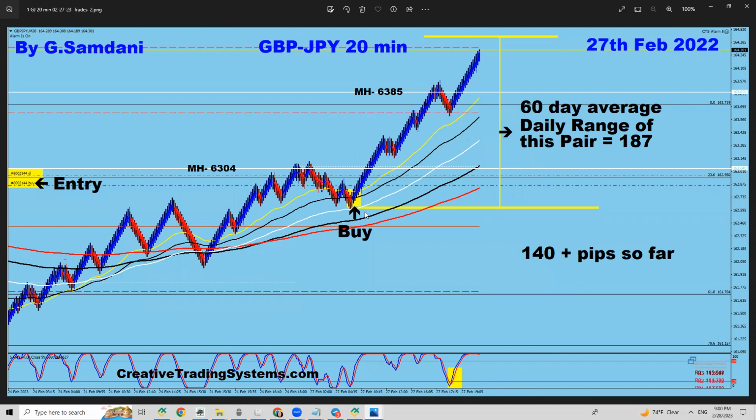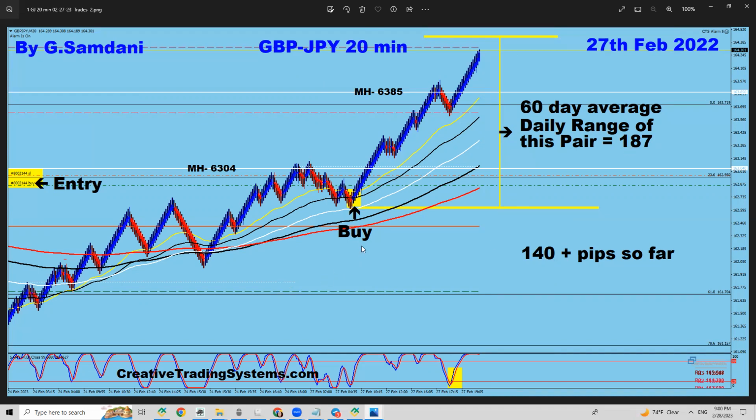So how is the target being found here in my system or any system? You can use the same strategy and same rules to find the target. See, now here I wrote down the 60-day average daily range of this pair, pound yen, right now. The 60-day average is coming. Let me just make sure that I'm recording it. So right now it's 187, 188, between 185 and 190. That's the daily range of that pair.